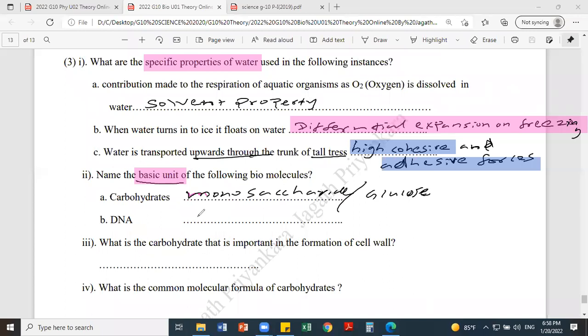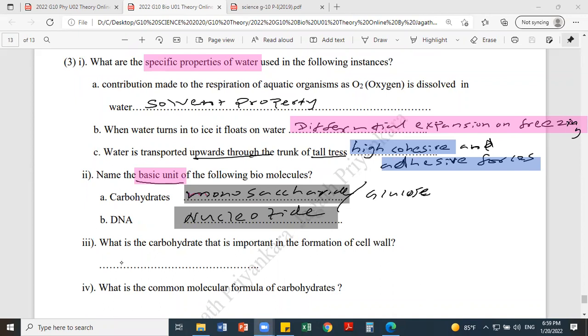DNA, what is the basic unit? What is the basic unit of DNA? Any volunteers? Sohana? Nucleotides. Very good. Nucleotide. Very good, Sohana. Deoxyribonucleotide, DNA. Ribonucleotide, RNA. Yes. Nucleotide will be the basic unit of DNA, or the building block.